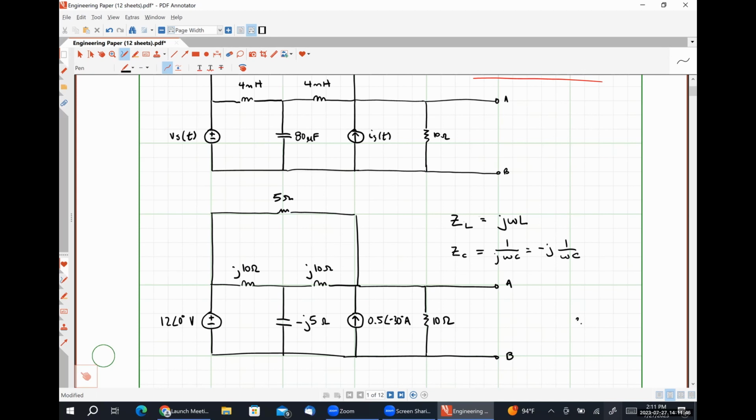So if we have 2.5 times 10 to the minus... 10 to the 3 times 80 times 10 to the -6. So that's going to be 2.5 times 80.